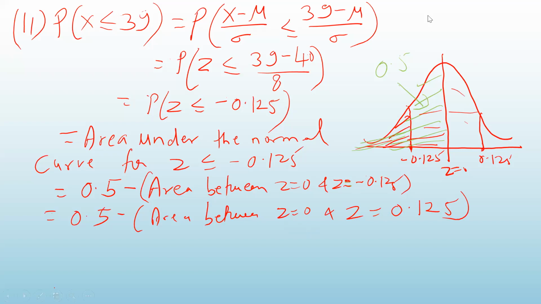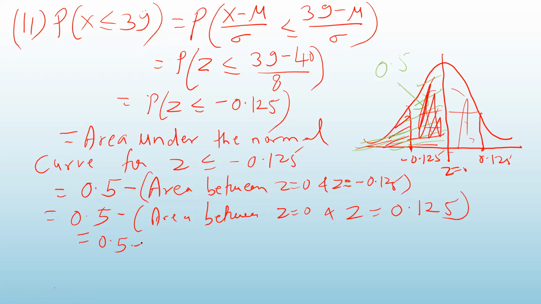Why? Because this is the line of symmetry. In our normal table, the areas are available only between z equal to 0 and any positive number, not for negative numbers. So if you are getting a negative number here, even though it is negative, the area between z equal to 0 and minus 0.125 will be the same as the area between 0 and plus 0.125, because of the symmetry at the line z equal to 0. You can find this area from the table, but in the exam it will already be given to you.